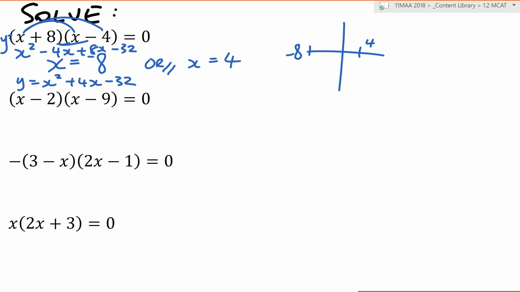Because now what we can do is make y equals 0, and we can solve for these two x-intercepts. Okay? Everyone happy with that? How did you get -8? How did you get 4? Great, thanks. Because we got the 8 on the right side of the bracket and the -4 on the right side of the bracket. Not quite. How do you get this answer here of -8?